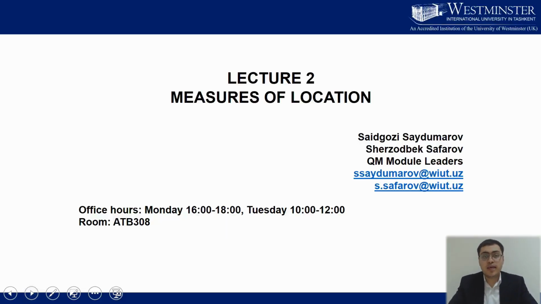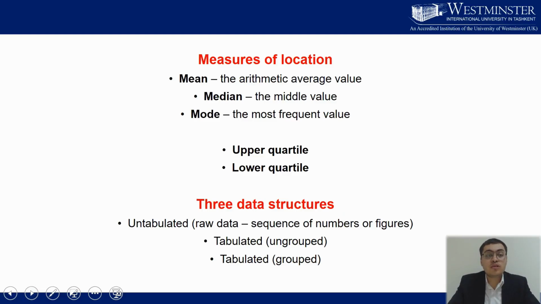A measure of location, also known as a measure of central tendency, is the most representative or the most typical number in a dataset that describes all the data in a single number. So the three measures of location that we have are mean, median, and mode.